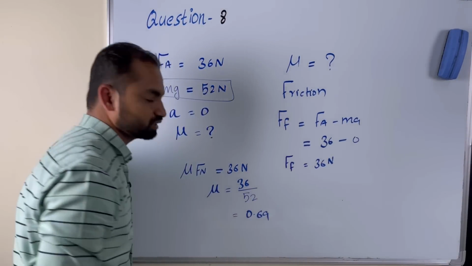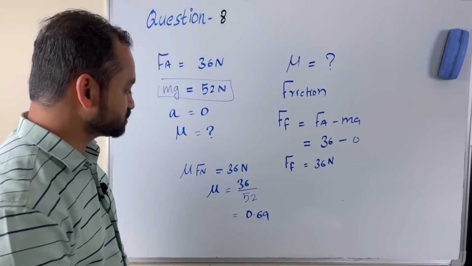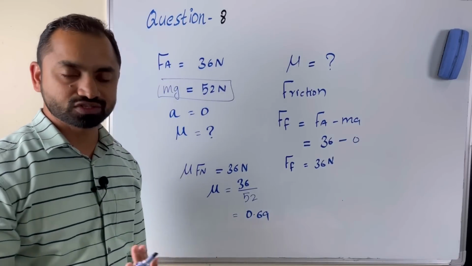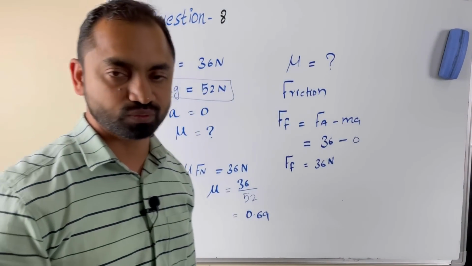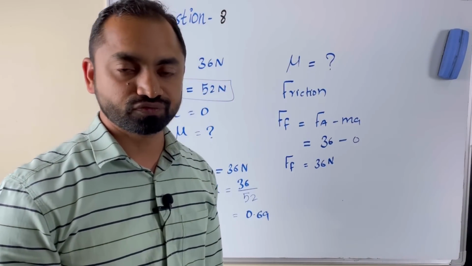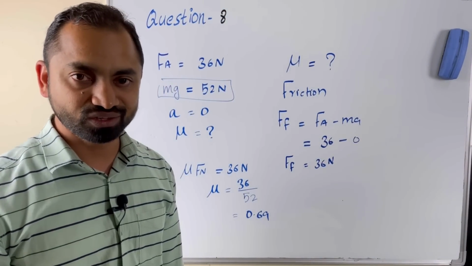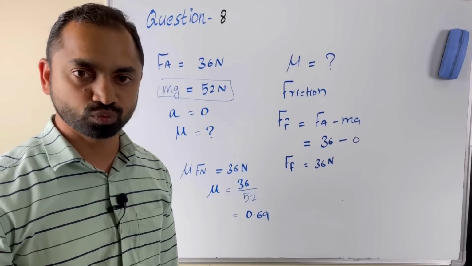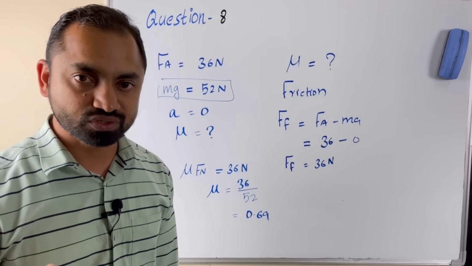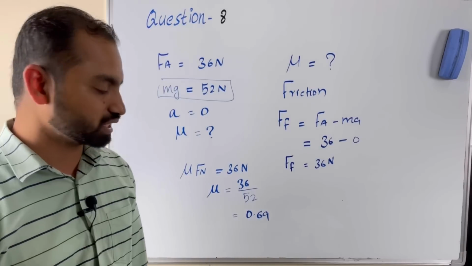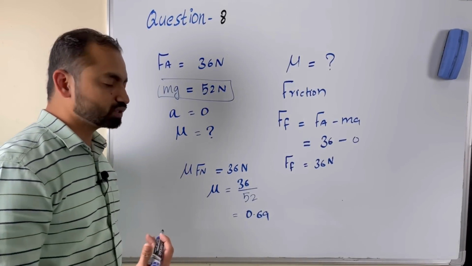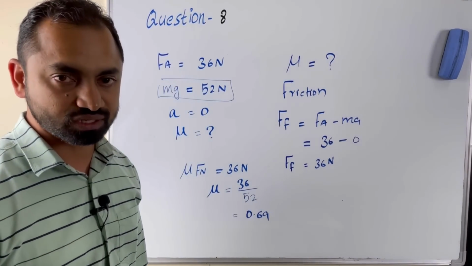0.69. I want to tell you two things about this answer. One, the answer is less than 1, right? The value of coefficient of friction will always be less than 1. If you get any answer that is greater than 1, your answer is not correct, you need to check your calculation again. So when you calculate coefficient of friction, you will always get a value that is less than 1.